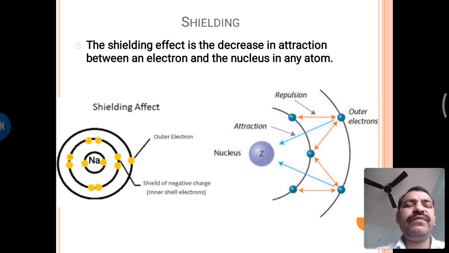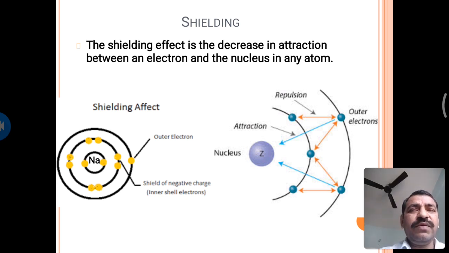What is the shielding effect? The shielding effect is the decreasing attraction between an electron and the nucleus in any atom. So a decrease in attraction between electron and nucleus is called the shielding effect.